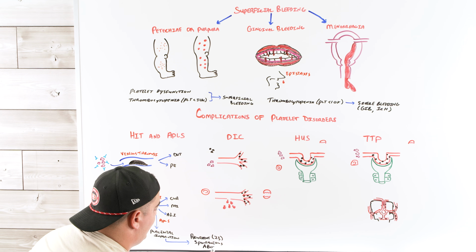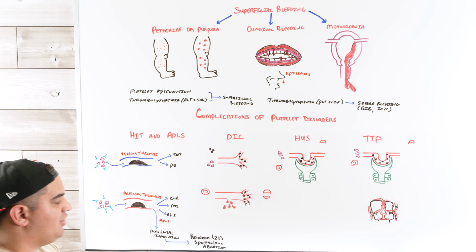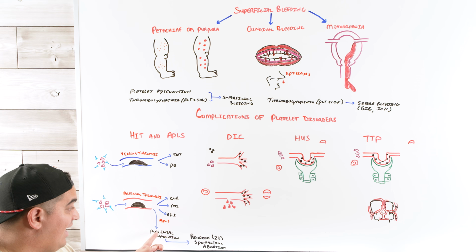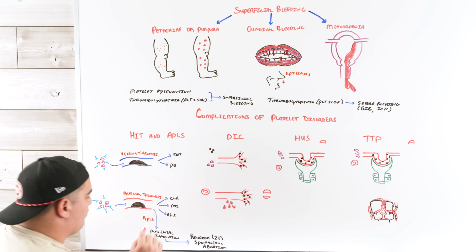So if you have a patient who has 3 or more spontaneous abortions in the first 10 weeks of their gestational period, you should definitely be considering some type of antiphospholipid syndrome, right? So again, antiphospholipid syndrome only applies to this one.